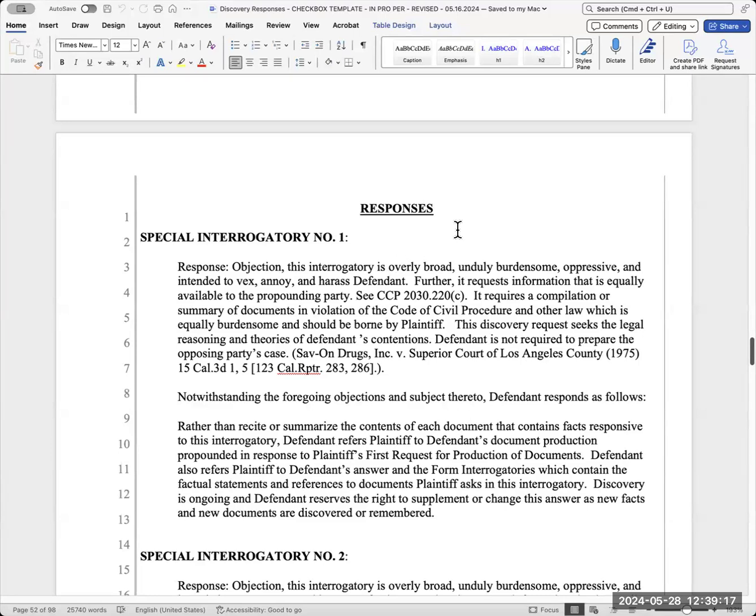The form interrogatories are written by the court. They are the same for everyone. So everyone gets the same form interrogatories. The only thing that's different about the form interrogatories and the form interrogatories general is that the landlord's attorney or the landlord checks the boxes they want you to respond to. You don't have to respond to the ones they didn't check, only the ones that they checked.